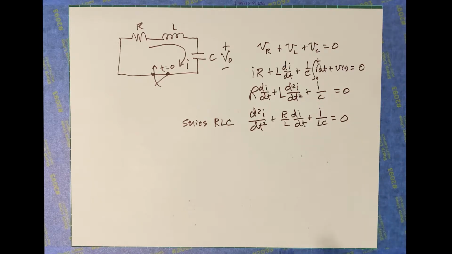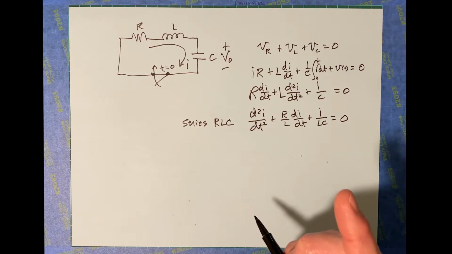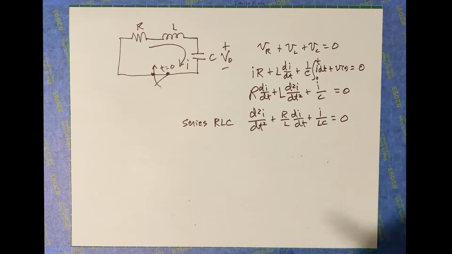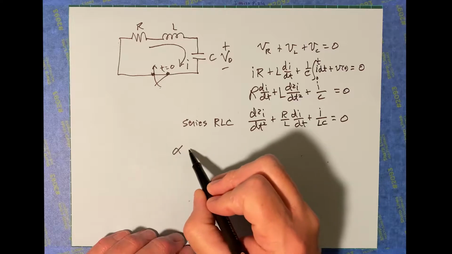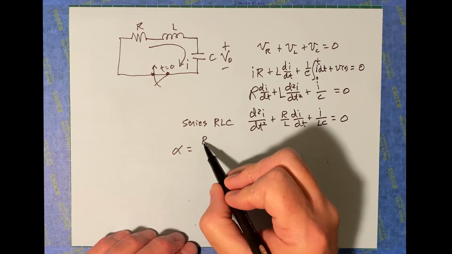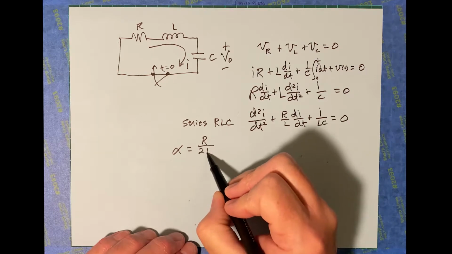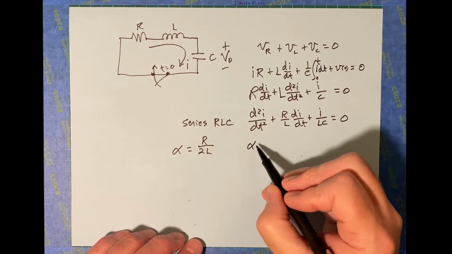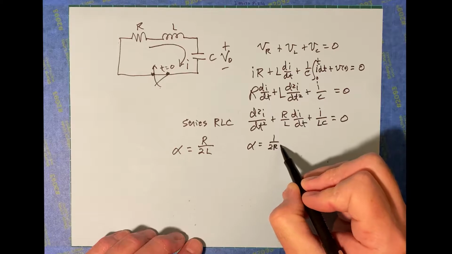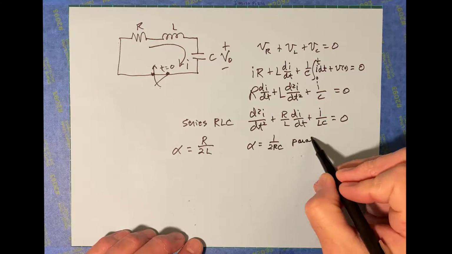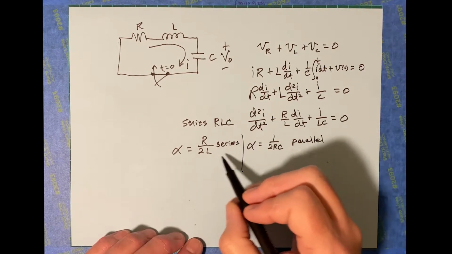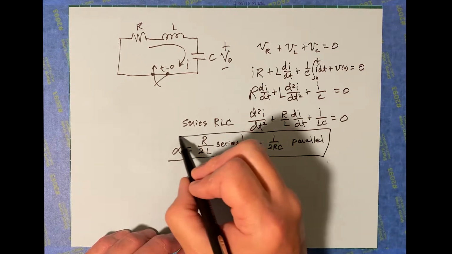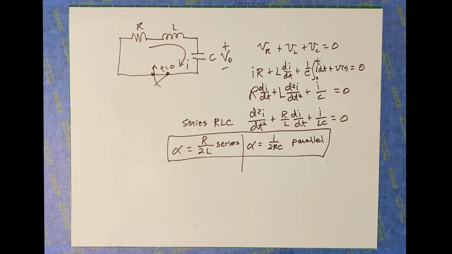But here's what you're going to discover. There is a difference here. And the only difference is in the Neper frequency. We're not going to go through this. The Neper frequency is going to be R over 2L. Now previously, alpha was 1 over 2RC. That was for parallel. This is for series. If you can make that distinction between those two, then everything else is exactly the same.